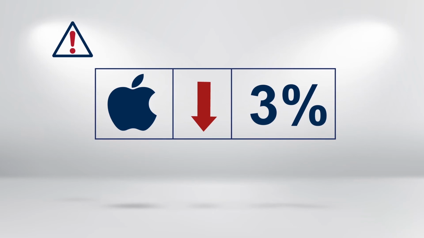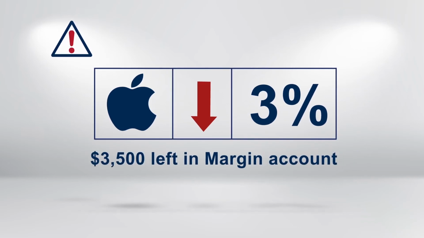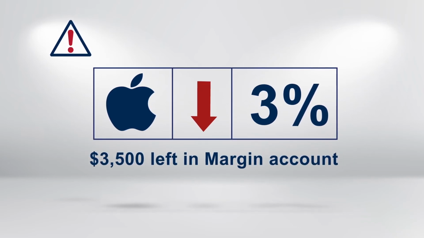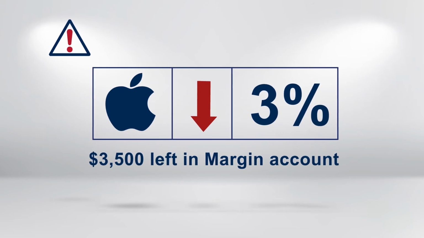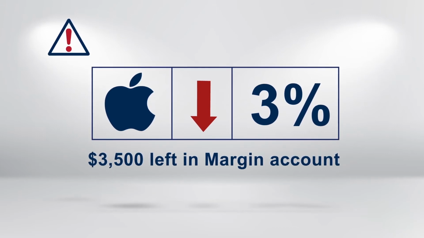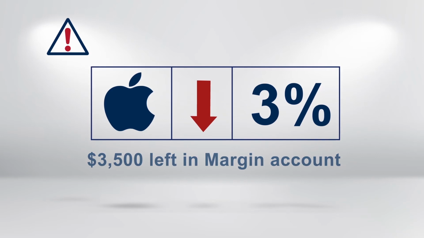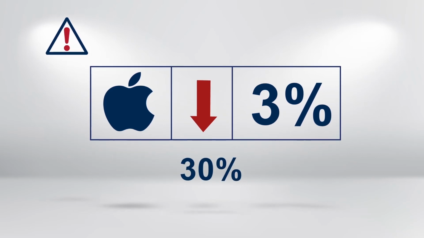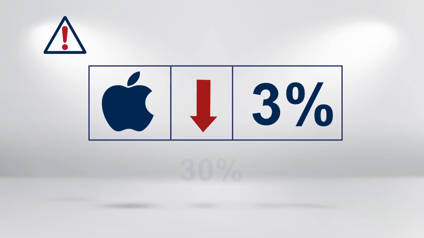Warning: leverage increases risk. You need to realise from our previous example that if Apple fell by 3%, you'd be down to $3,500 cash in your margin account. That's the original $5,000 less your losses of $1,500. That's a loss of 30%. Indeed, your losses could exceed $5,000 if Apple's shares fell rapidly.